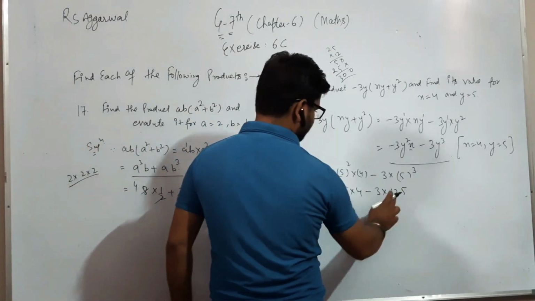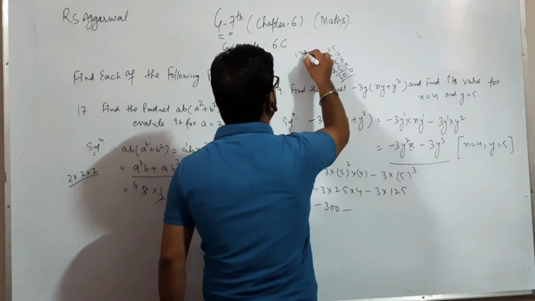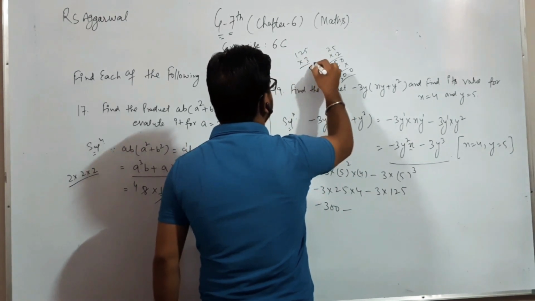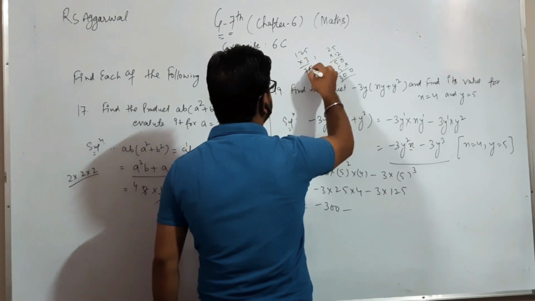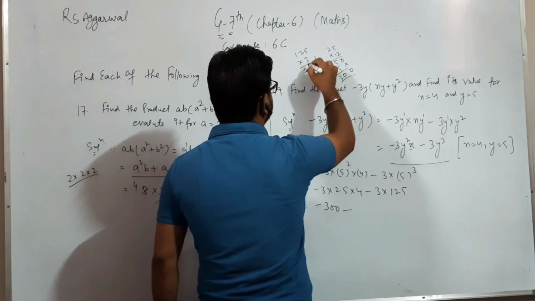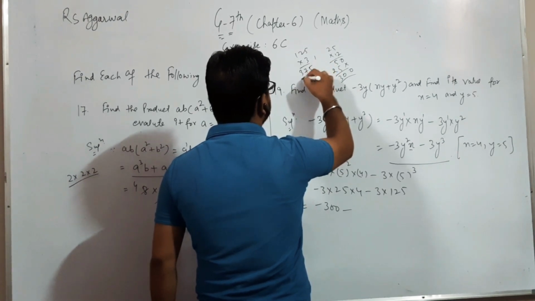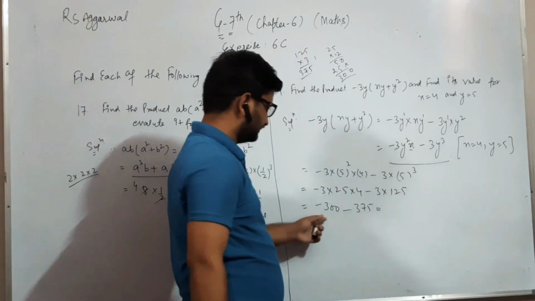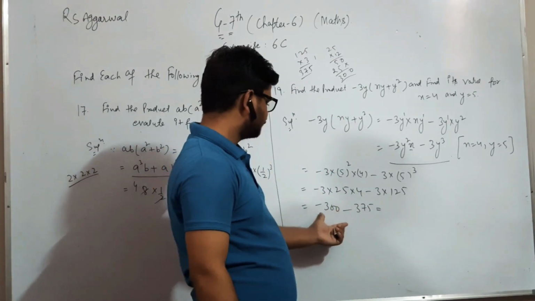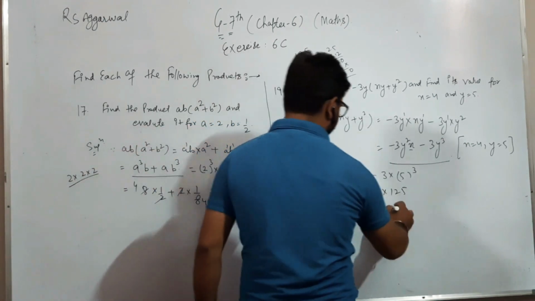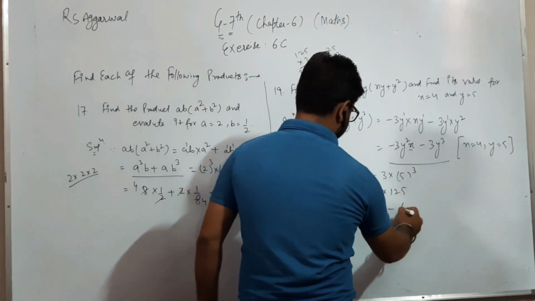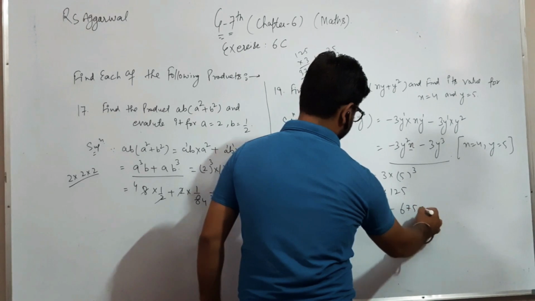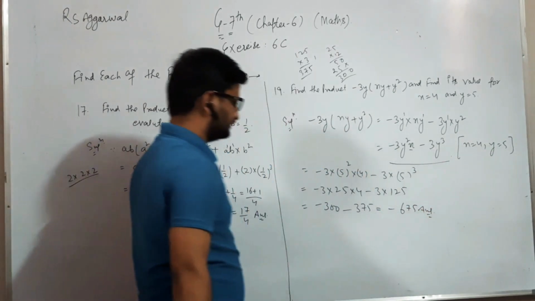So then minus 125 multiplied with 3, it is 375. So here the negative sign is in both. Okay, so the sign will be negative and both the values will be added. So it is 675, the answer of this question number 19.